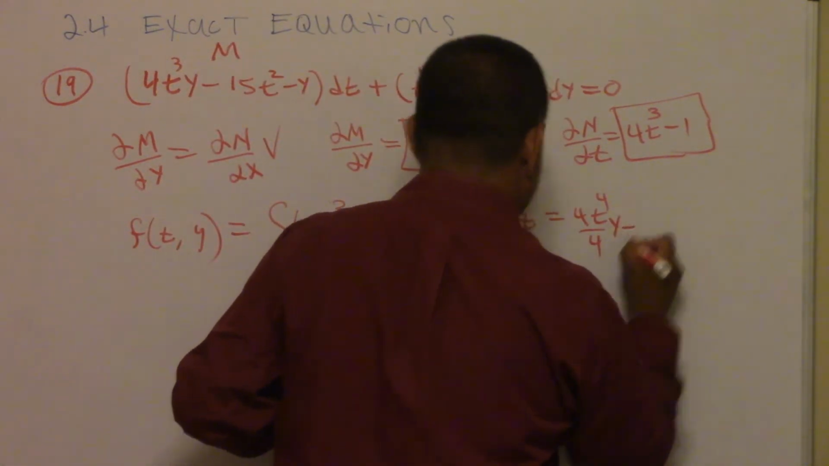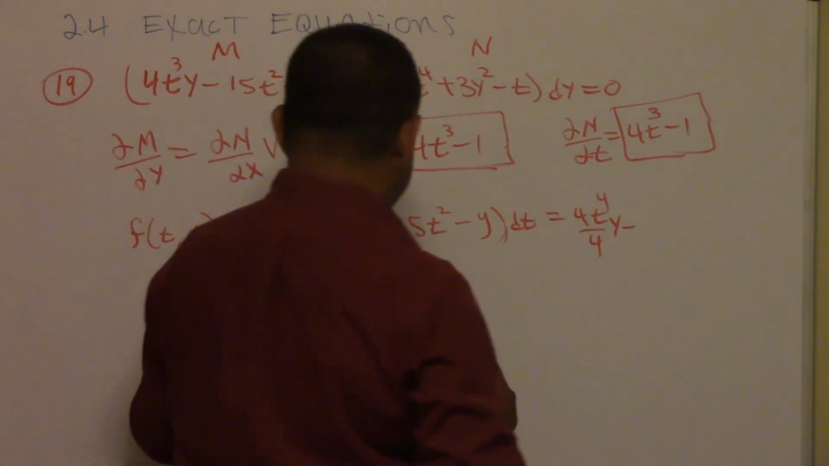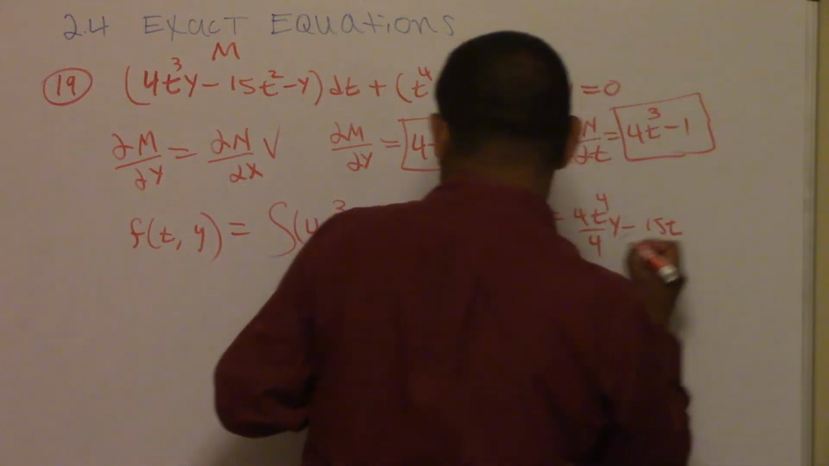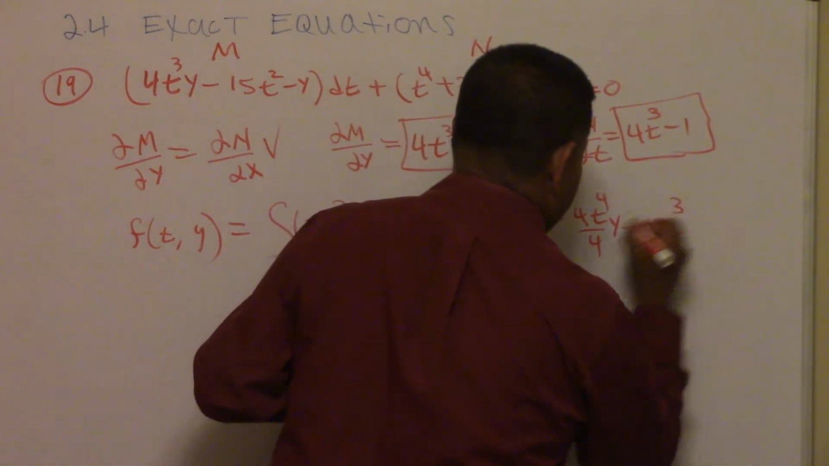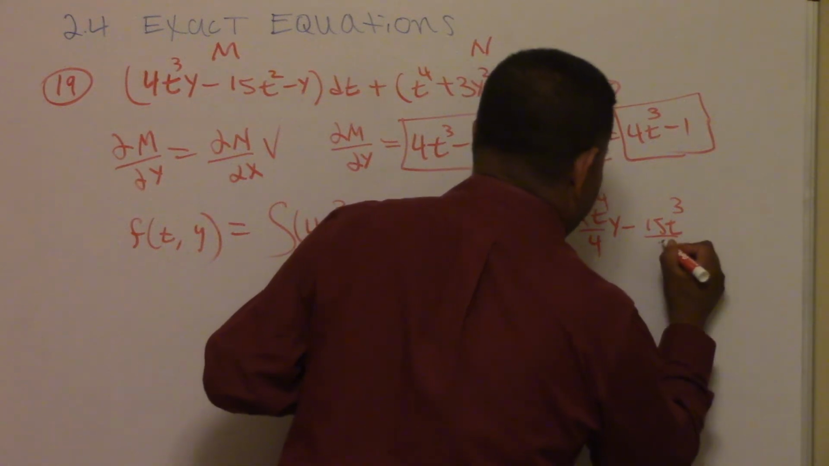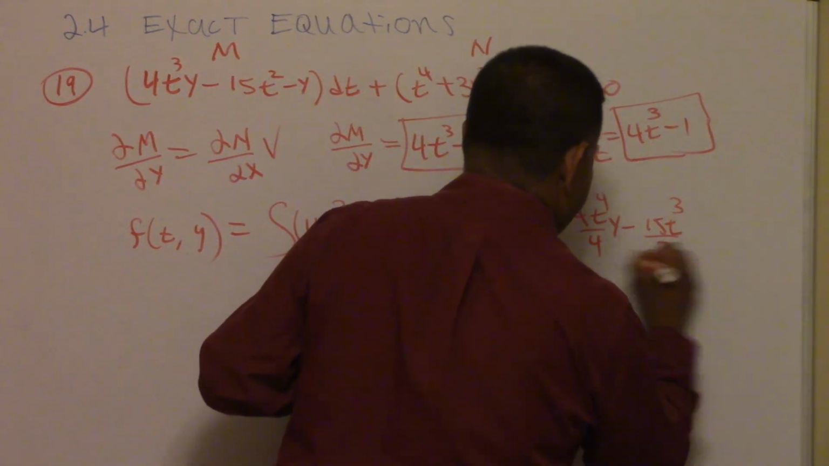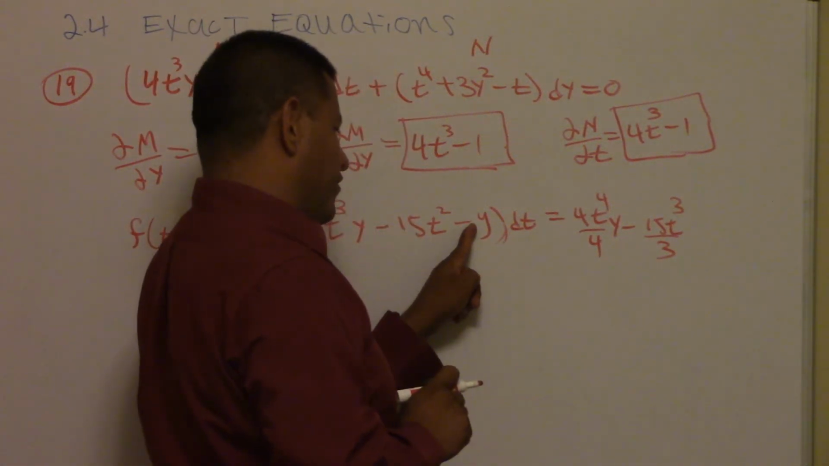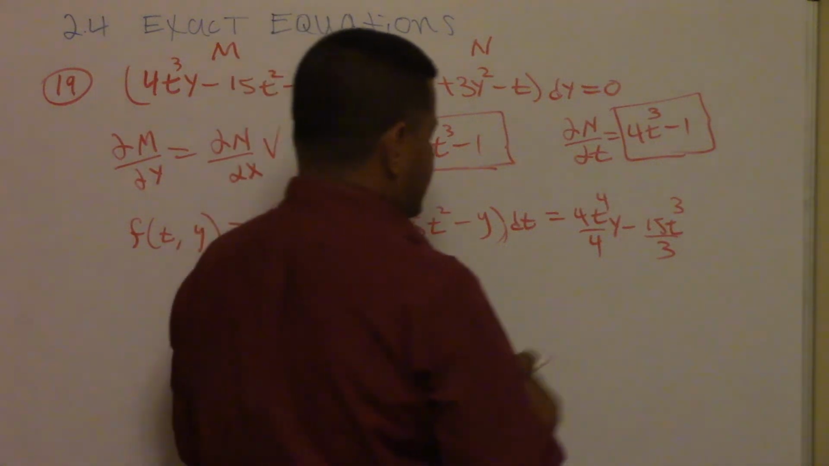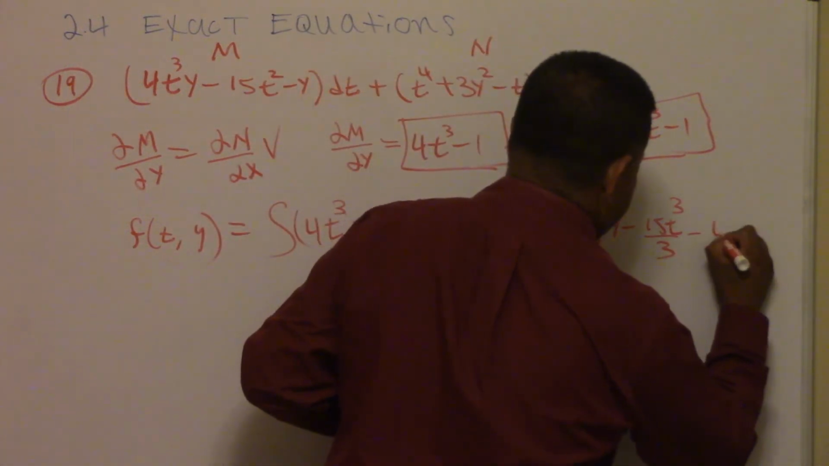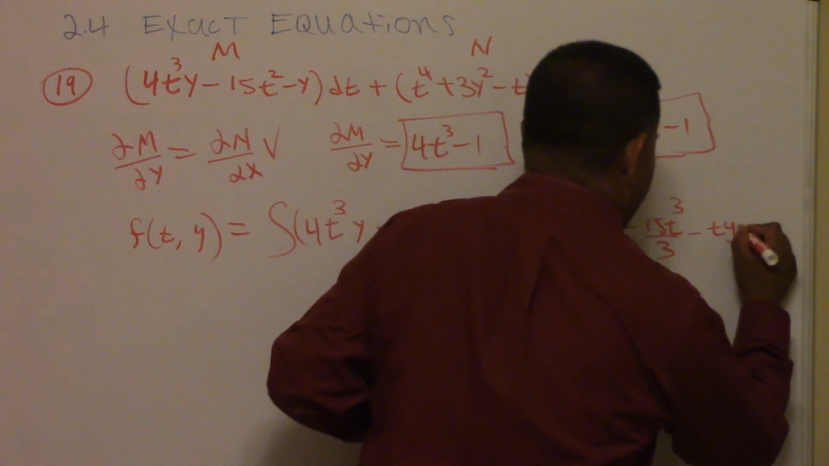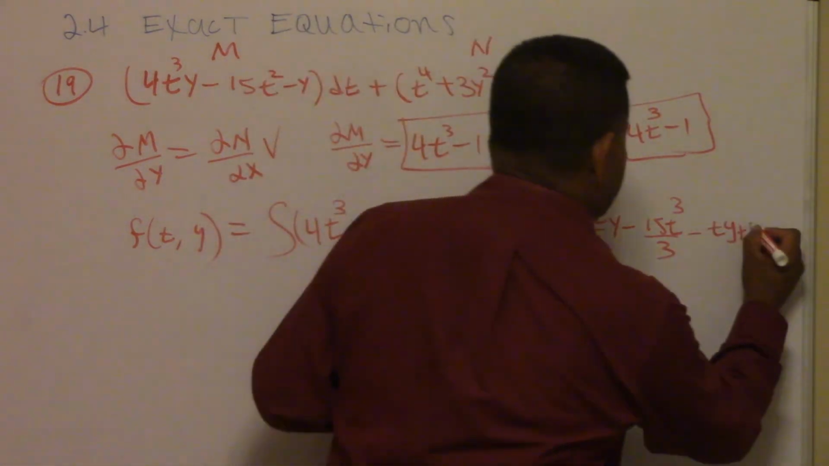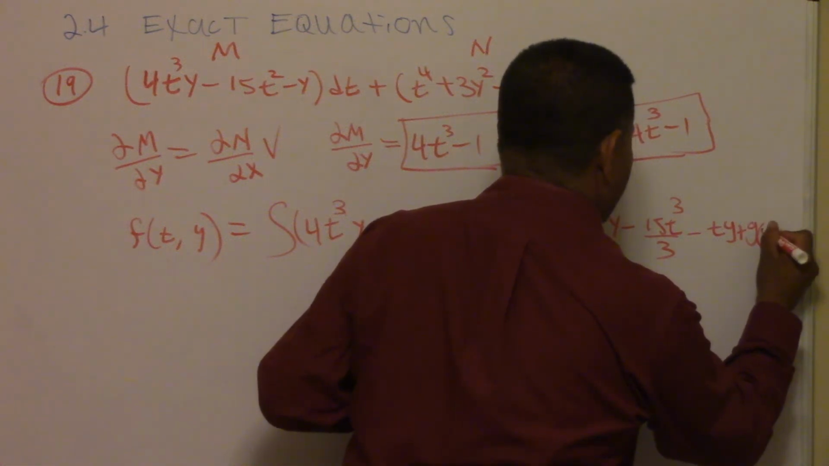If I integrate negative 15t squared, it's going to be t to the third divided by 3. If I integrate this one right here, the coefficient of negative y is negative 1, so it's going to be negative ty plus g of y.